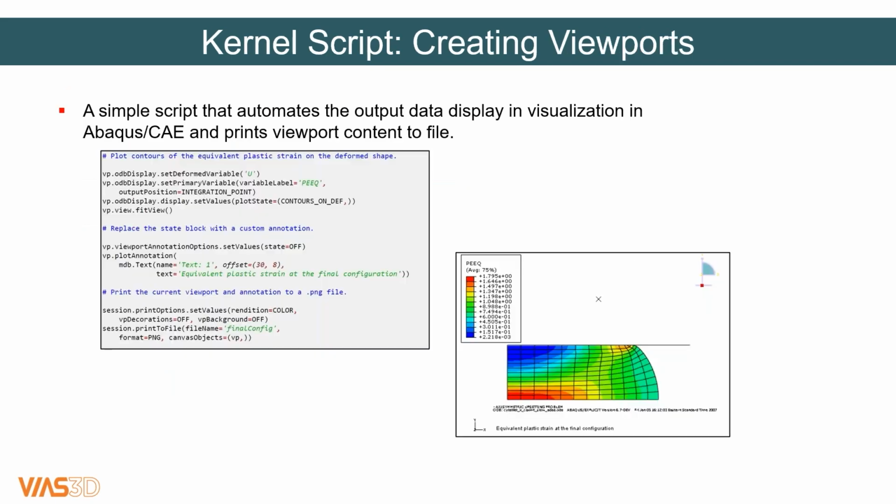Another kernel script, simple, creating viewports, doing something in a visualization module. Again, you could look at a replay file as you're post-processing, and you can grab some of those results and, making a simple top-down script, just pasting these commands in and rerunning it, you could replicate those same type of results.